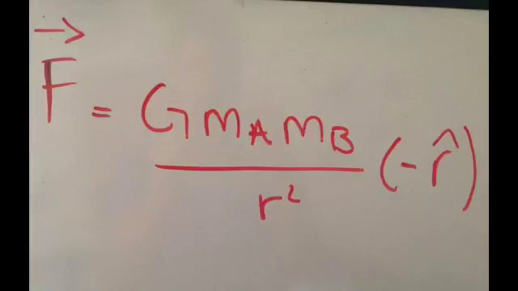So if we write again the formula for this force vector, it's going to be equal to the gravitational constant times the mass of A times the mass of B over the distance between them squared, times its unit vector, that in this case is going to be negative r unit.